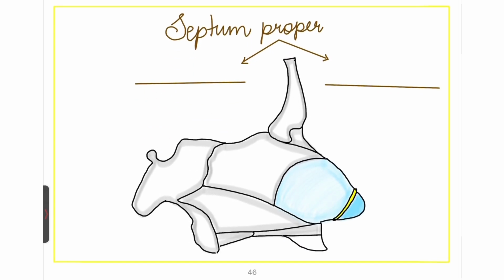The septum proper has bony parts and cartilaginous parts. The cartilage in the septum proper is this. This cartilage is known as the quadrilateral cartilage. It is because of the shape of this cartilage.